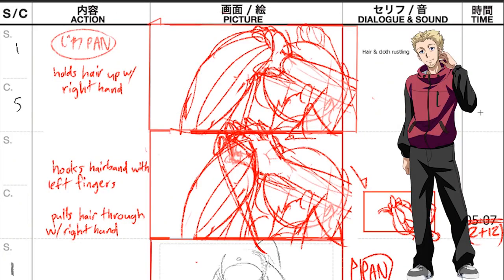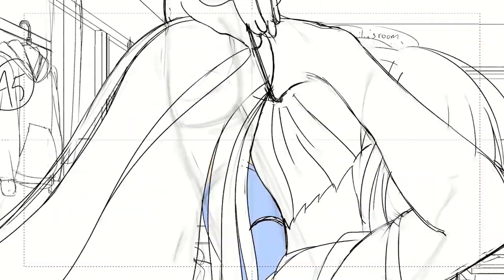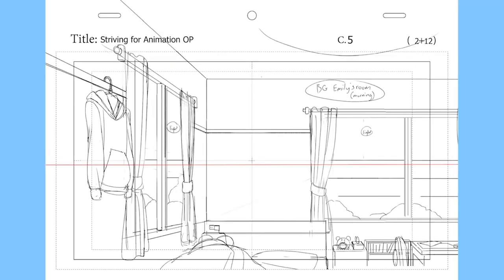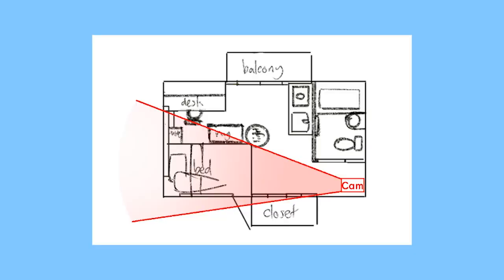Cut 5. Tying the ponytail. I actually struggled with this cut quite a bit. Going through the materials from the start, we have the background. I've noted the main light sources and the time of day so that the background painter knows what colors and shadow direction to use. I drew the angle as if the character were standing outside of her shower door looking at a mirror.